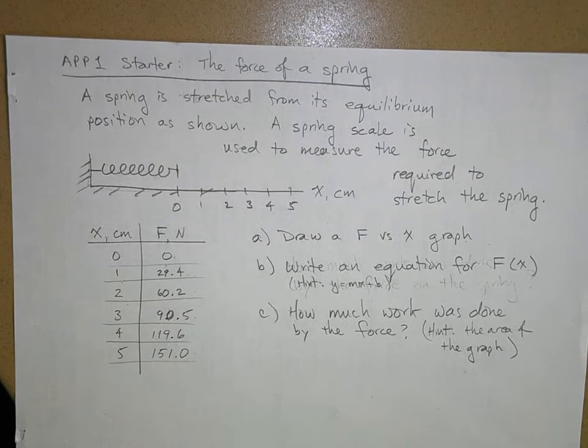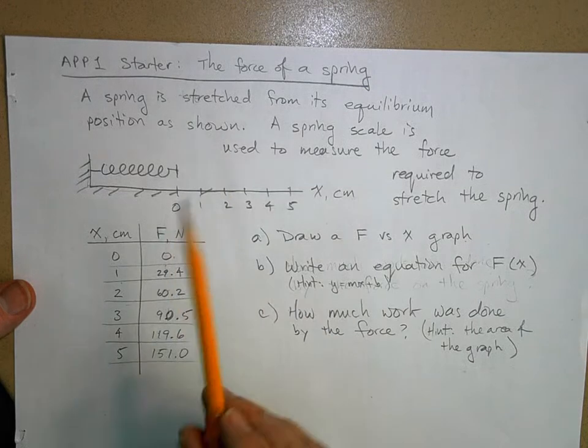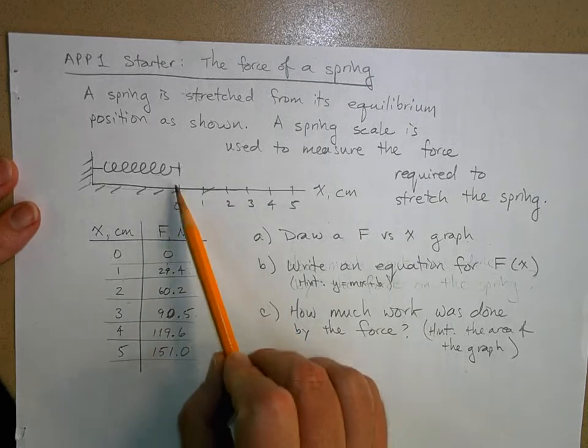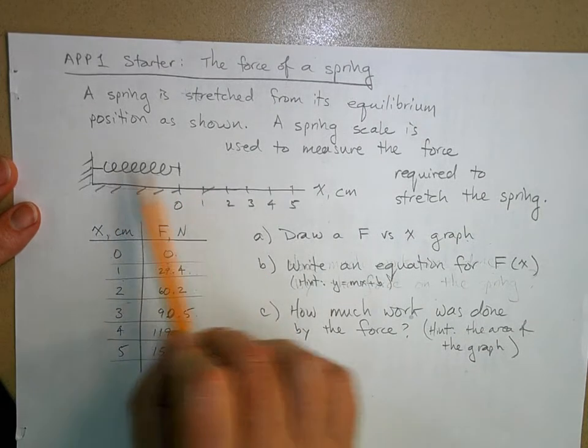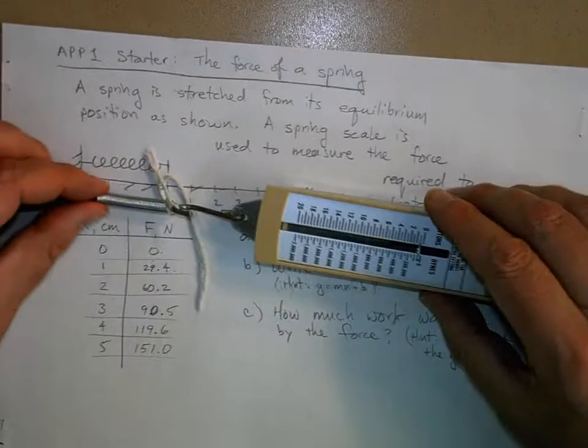Let's do this problem. We've got a spring, and it's stretched from its equilibrium position. Now, equilibrium position means that's when the spring is not stretched or compressed. It's just relaxed. It's not applying any kind of force. And as shown, here's the spring in its relaxed position.